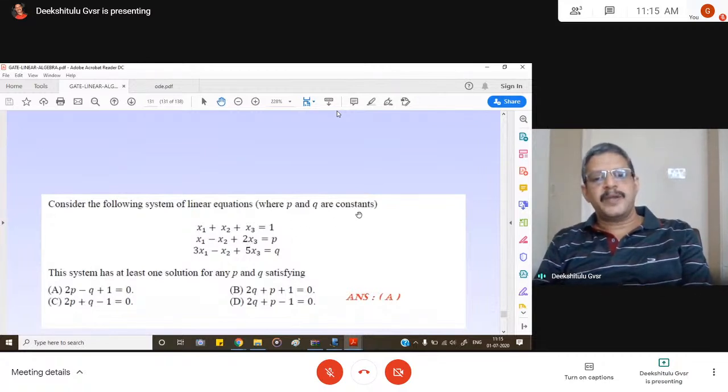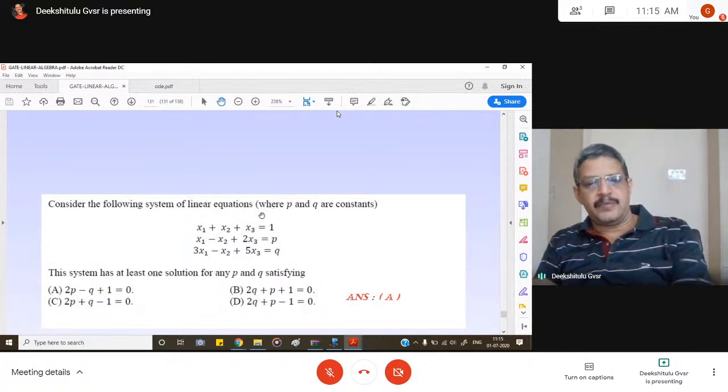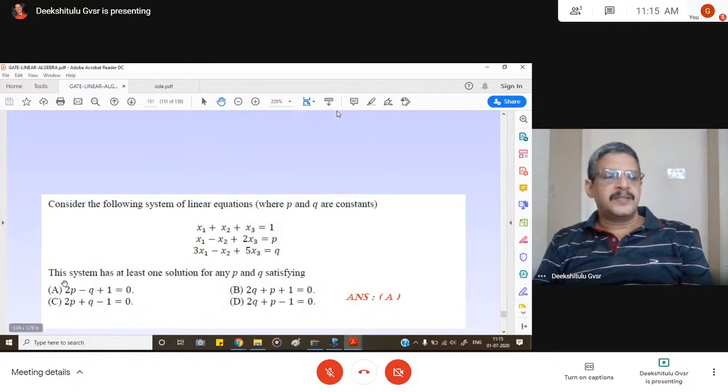System of equations, P and Q are constants: x1 plus x2 plus x3 is equal to 1, x1 minus 2x2 plus 2x3 is equal to P, 3x1 minus x2 plus 5x3 is equal to P. To construct this augmented matrix, just the way we did, the system has at least one solution. That means determinant of A is not equal to 0. If you apply this principle, you get the condition here.